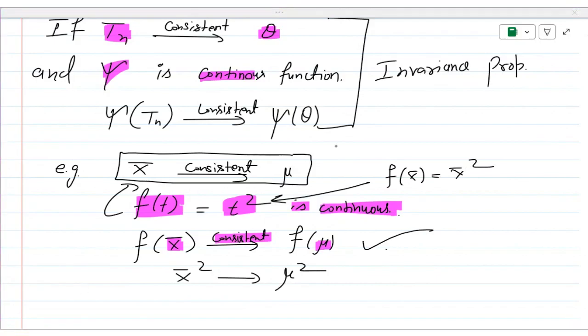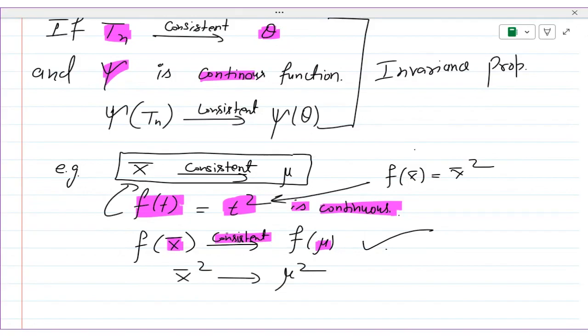What is f of mu? Okay, f of mu. Now in place of t, put the mu. If we have a continuous function, we can apply that continuous function on both sides. F was continuous, so we can apply this on both sides. So f of x bar will be a consistent estimator of f of mu, because x bar was a consistent estimator of mu and f is continuous. This is the property, the invariance property.